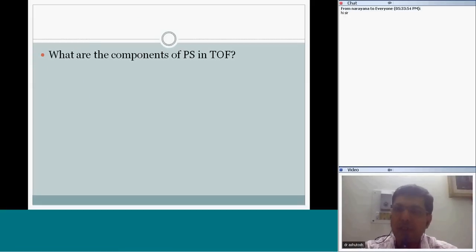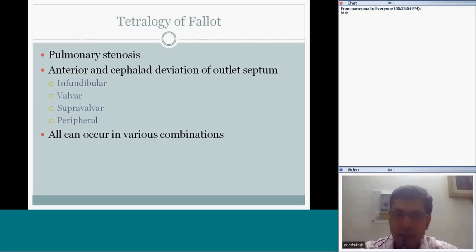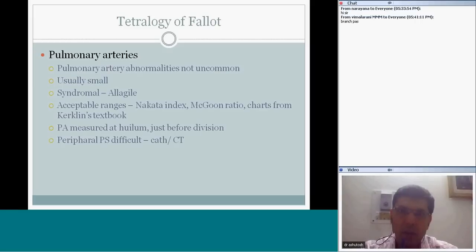So what are the components of pulmonary stenosis in tetralogy? What will you look for when you are doing the echo? Okay, so it could be infundibular. Yes, the anterior cephalad deviation of the outlet septum is the major cause, that is infundibular obstruction. But it could be at the level of the valve, it could be supravalvular, and it could be in the periphery, peripheral branch stenosis. And it can occur in various permutations and combinations.